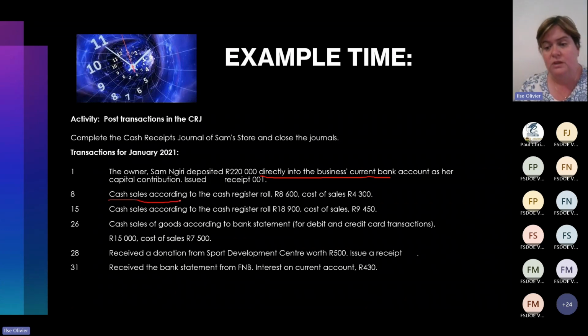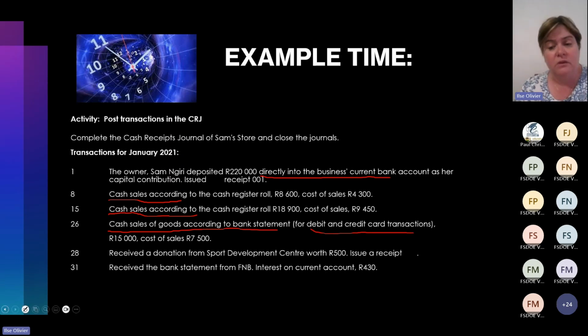Cash sales according to the cash register, we received the money. Cash sales according to the bank statement. Why? Because it was debit and credit card transactions.